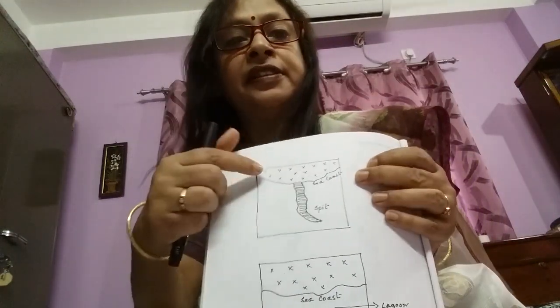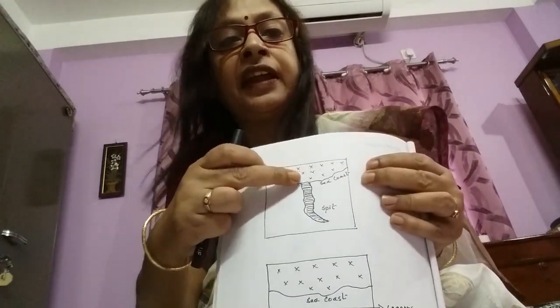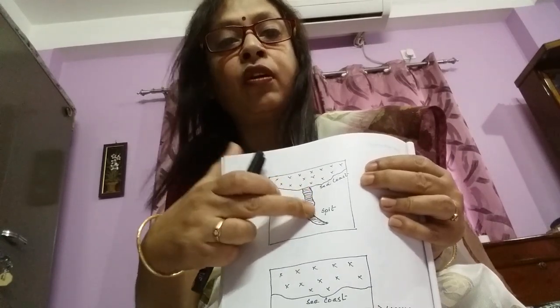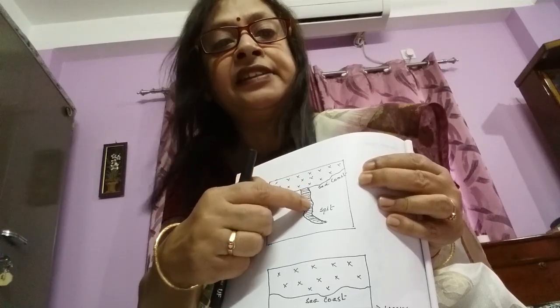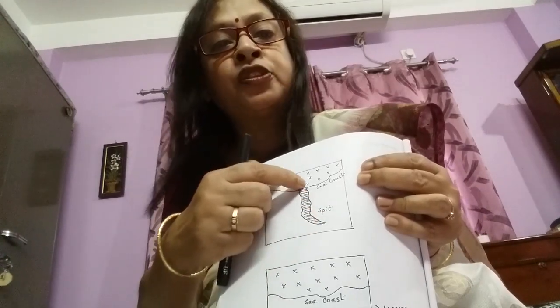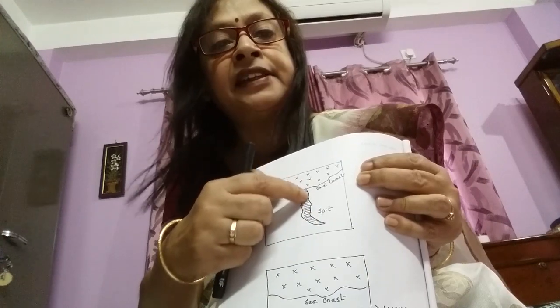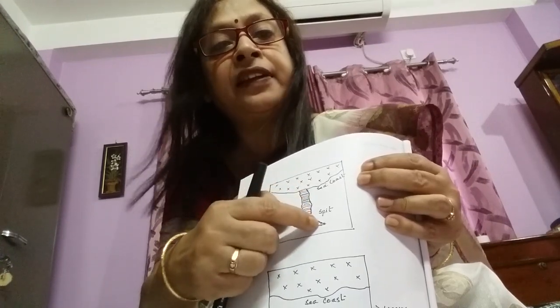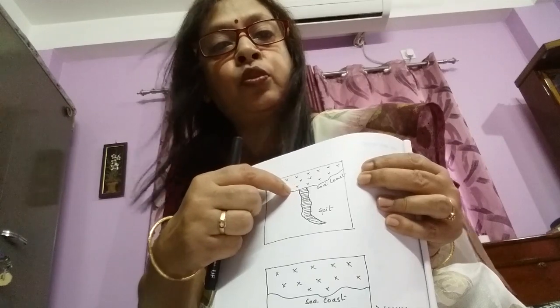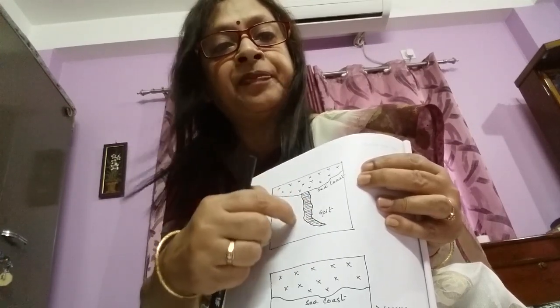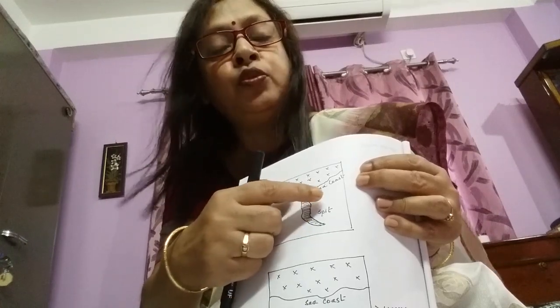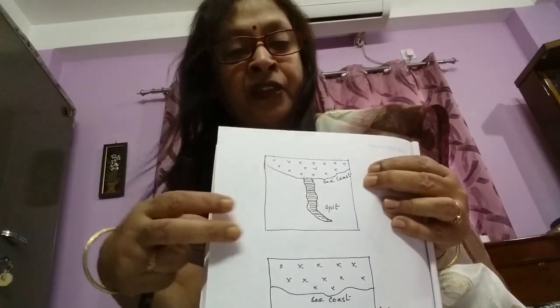I'll show you the diagram. You can see the coast here, and this is the depositional feature extending from the coast and just terminating in the sea. This formation is known as the spit. Spits can be of various types. If it is crooked, like a hook, it is known as a hooked spit. Or there may be two, three, four spits together. So this is a special formation.